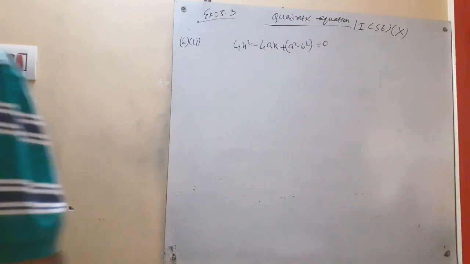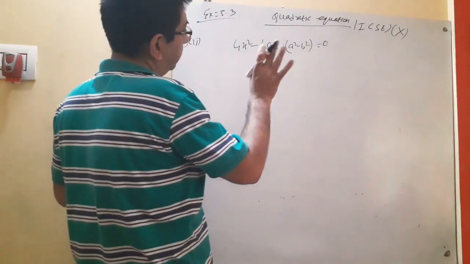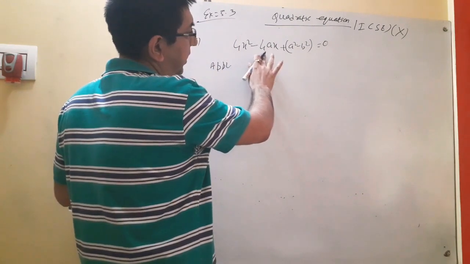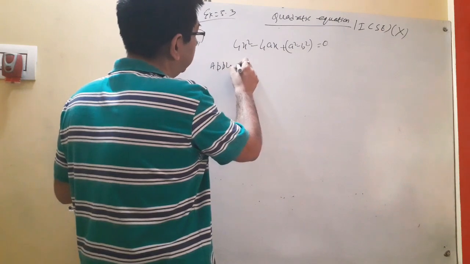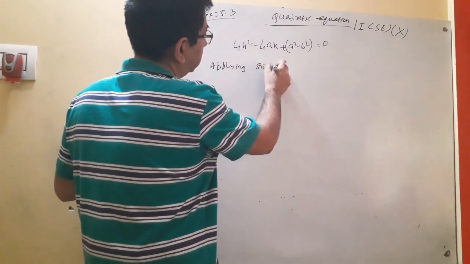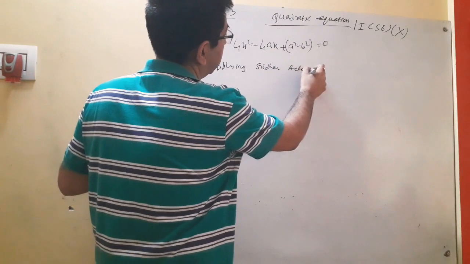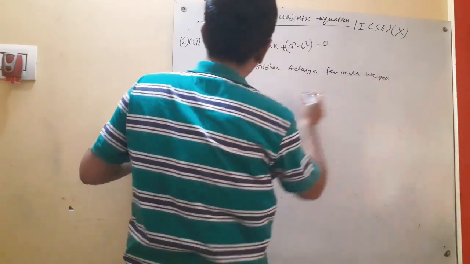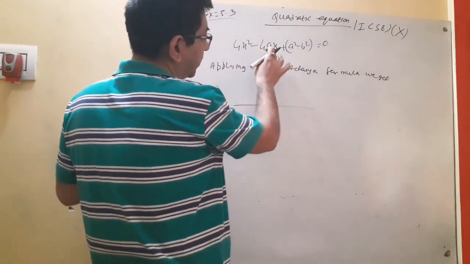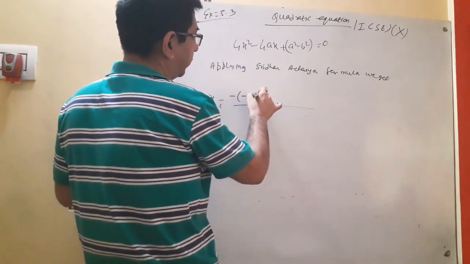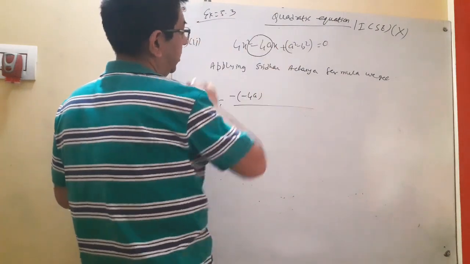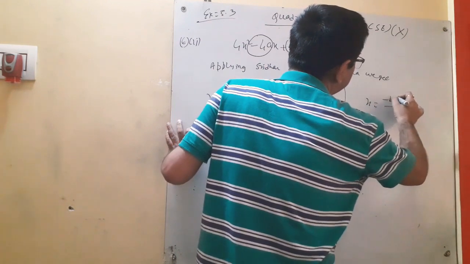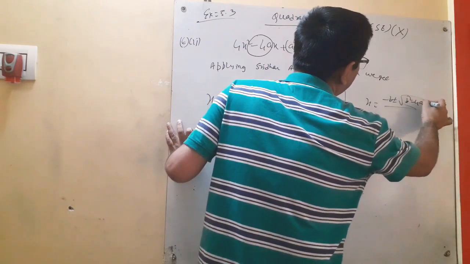Look, this is of the form ax square minus bx plus c. So applying Sridhar Acharya formula, we get x equal to, what is b? Coefficient of x, that is minus of minus 4a. This part is b, right? Minus b. The formula is minus b plus minus root of b square minus 4ac by 2a.